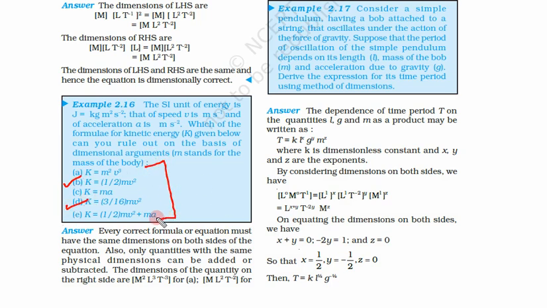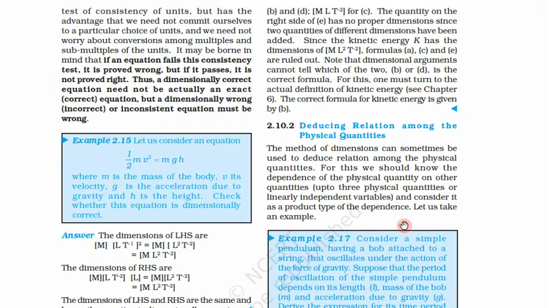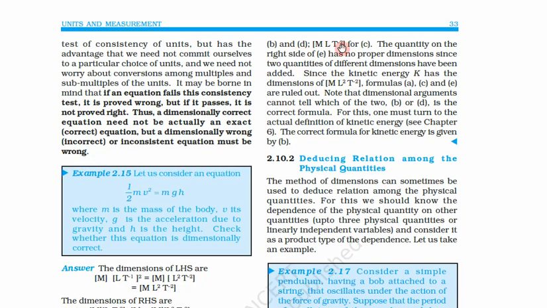Now at least out of 5 we can rule out that these 3 are not correct, only these 2 are correct. Which one of these 2 is right depends on complete information. So in this way we can say, since the kinetic energy K has dimension of M L square T minus 2, formulae A, C and E are ruled out, which we have already done.